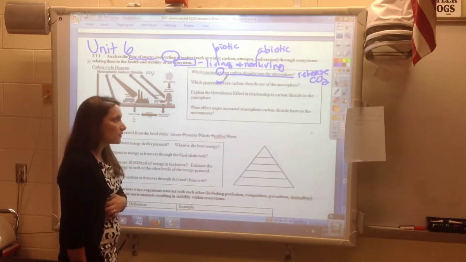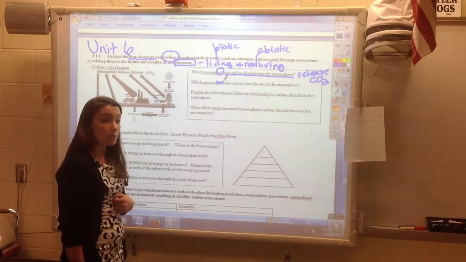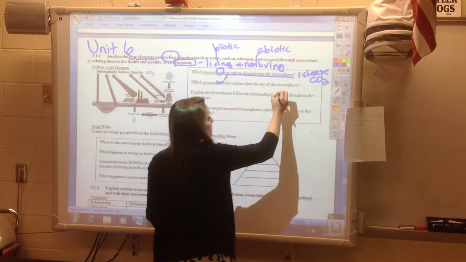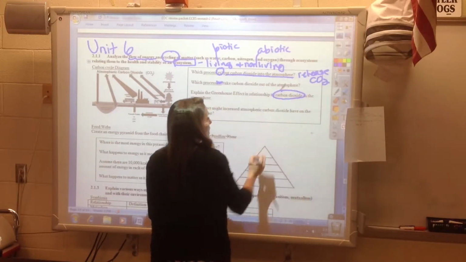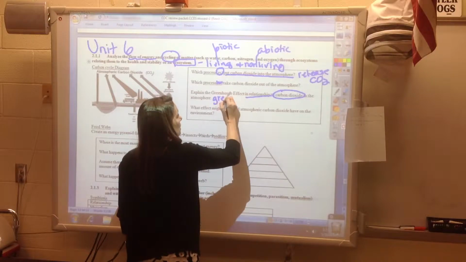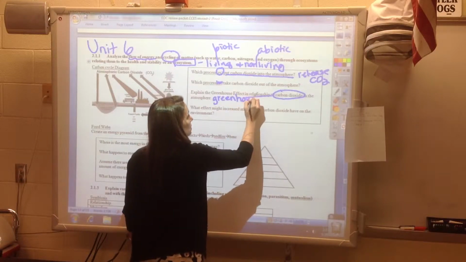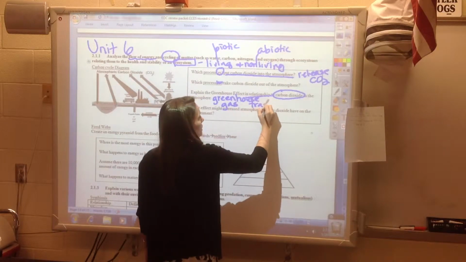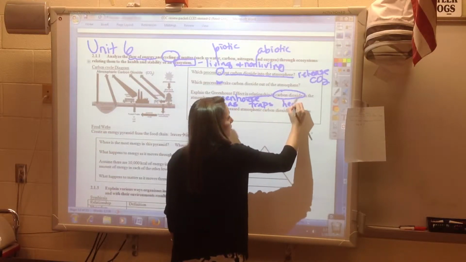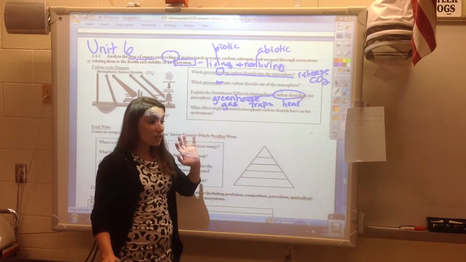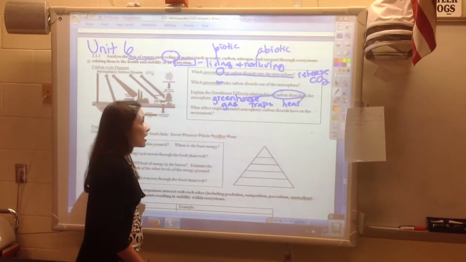Explain the greenhouse effect in relationship to carbon dioxide in the atmosphere. Remember, carbon dioxide is a greenhouse gas. So it is a greenhouse gas, and it traps heat. So the more carbon dioxide you have, actually the more heat that will get trapped.